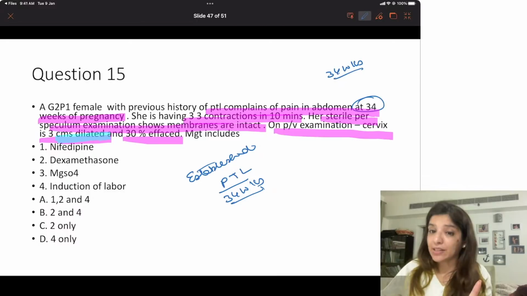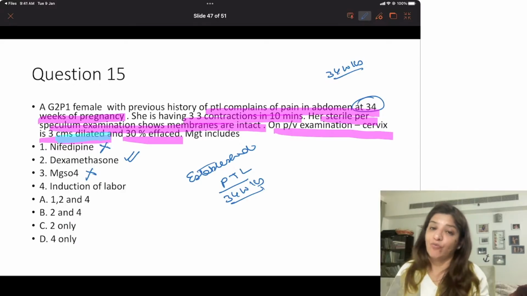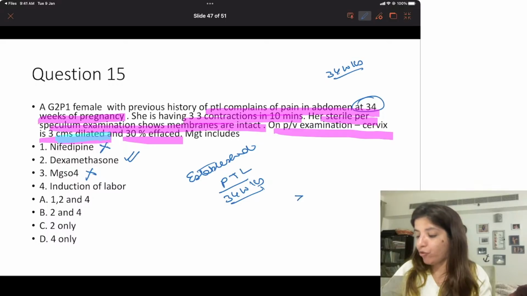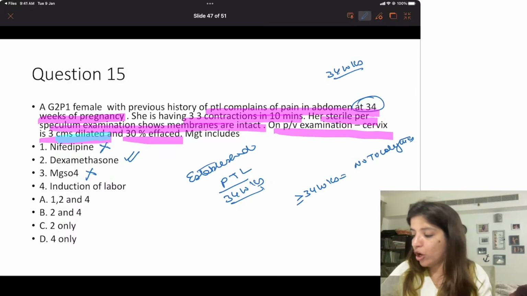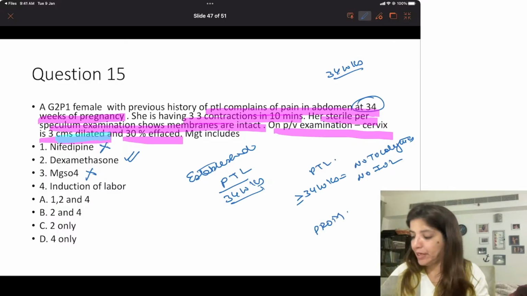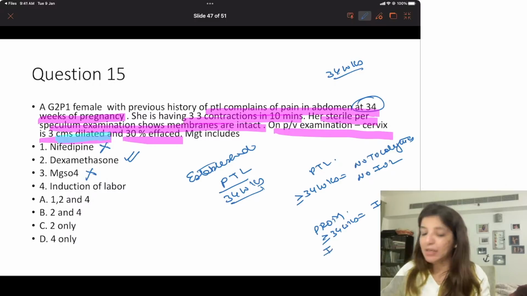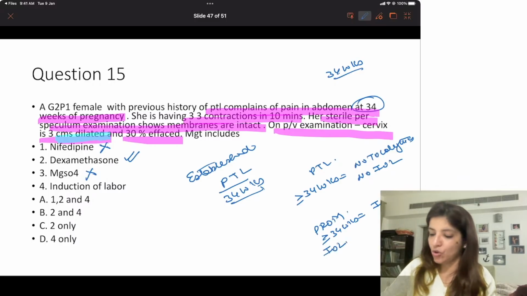Now, this patient is coming to you at 34 weeks. Tocolytics are used at less than 34 weeks. So are you going to use nifedipine? No. Dexamethasone? Yes. Magnesium sulfate? No. It has to be used in preterm labors at less than 32 weeks. Induction of labor. Please remember that in preterm labor which is happening beyond 34 weeks, you will not use tocolytics, but then you will also not go for induction of labor. If premature rupture of membrane is happening at more than 34 weeks, then you go for induction of labor. In preterm labor, we do not go for induction of labor. In premature rupture of membranes, we go for induction of labor.